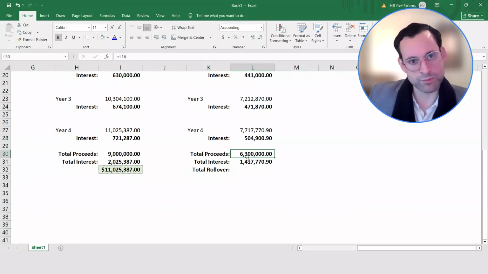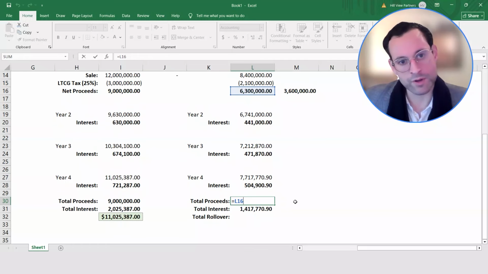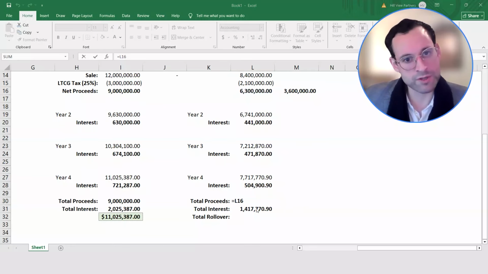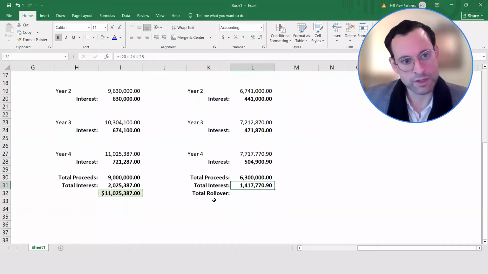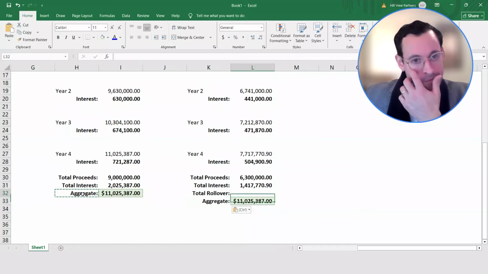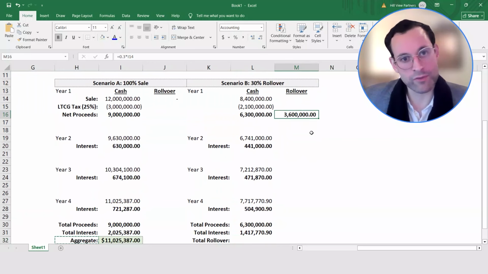So we've got 6.3, which is going to reference the amount we got at closing. And then we're going to have 1.41, which is the aggregation of the combination of each 3 years of interest, right? So that's what it is right now. All right. So now let's see the magic of the rollover. So we got 3.6 million.